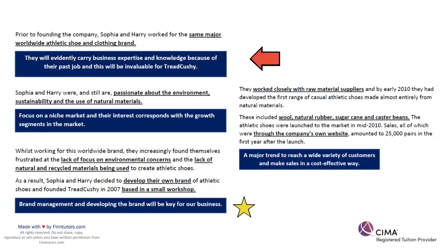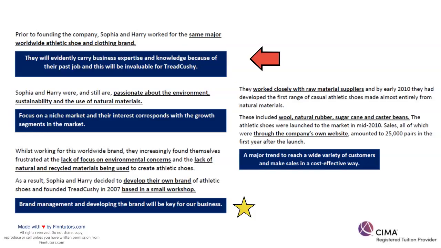As a result, Sophia and Harry decided to develop their own brand of athletic shoes and founded TreadCushy in 2007 based in a small workshop, which means you created a brand focusing on a niche, focusing on your belief. So, developing this brand management, which is part of your E1 syllabus, is going to be very important as we make TreadCushy bigger in this world.